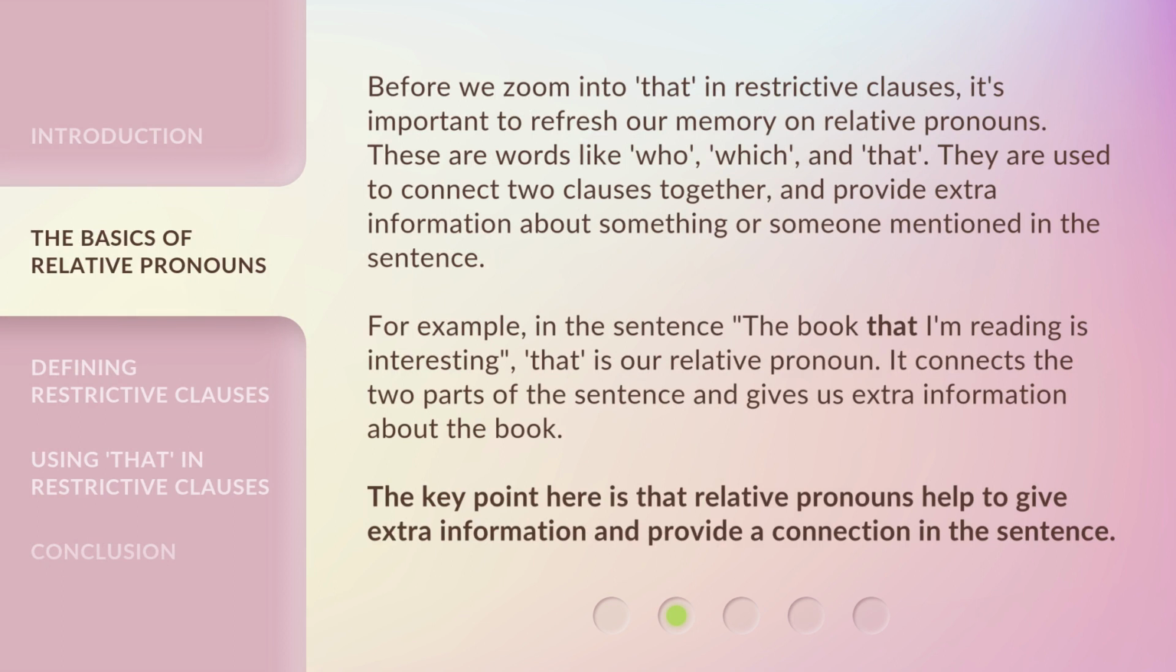Before we zoom into that in restrictive clauses, it's important to refresh our memory on relative pronouns. These are words like who, which, and that. They are used to connect two clauses together and provide extra information about something or someone mentioned in the sentence. For example, in the sentence, "The book that I'm reading is interesting," that is our relative pronoun. It connects the two parts of the sentence and gives us extra information about the book. The key point here is that relative pronouns help to give extra information and provide a connection in the sentence.